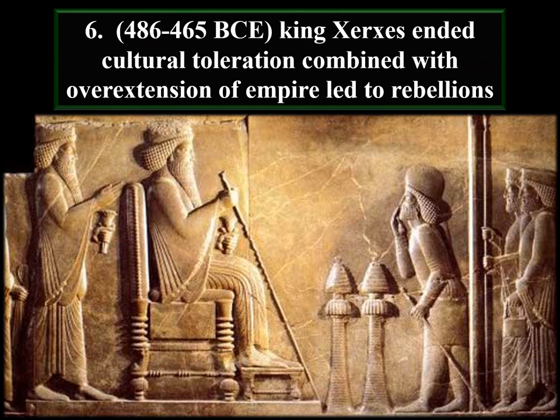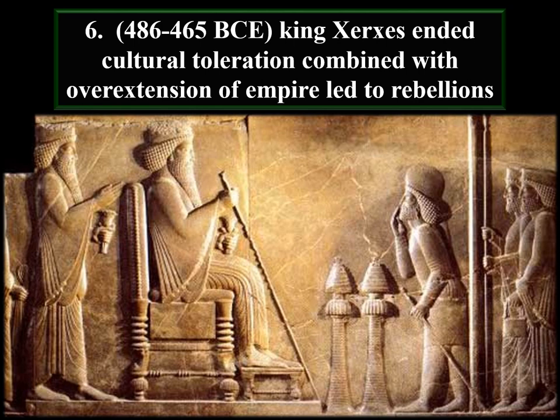Between 486 and 465 BC, the next king of the Achaemenid Persians, Xerxes, ended cultural toleration. He did not follow in his great-grandfather's and his father's footsteps. He ended the cultural toleration that had been enacted by Cyrus the Great and had been continued by his successors, including Darius. Ultimately, he also overextended the empire, trying to take more territory. He will tangle with the Greeks as well, and he will be unsuccessful.